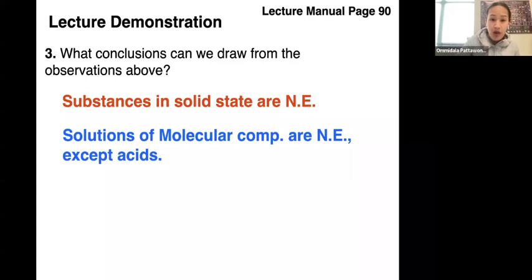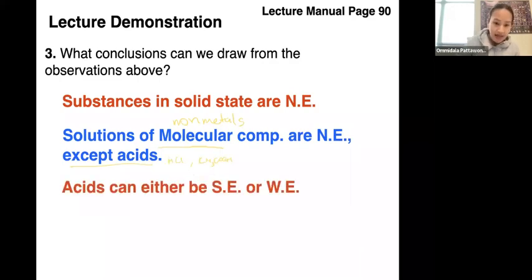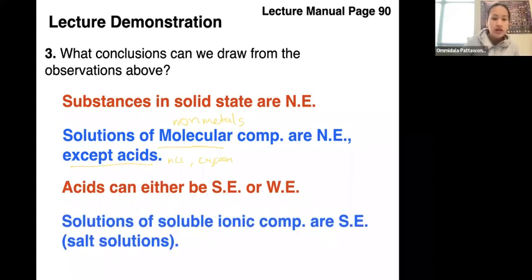When you have a solution of molecular compound, meaning non-metal and non-metal, those are going to be non-electrolyte, except for an acid. For example, we saw before, hydrochloric acid and acetic acid. Next, when you see an acid, it is going to be an electrolyte. Whether it is strong or weak electrolyte, you are going to learn about that in Chem 123. And then the last one, a solution of soluble ionic compound, is going to be a strong electrolyte.